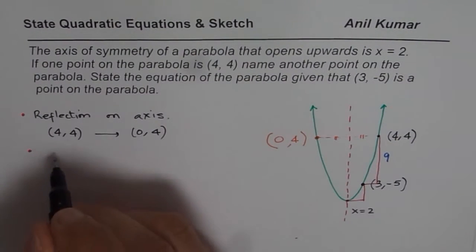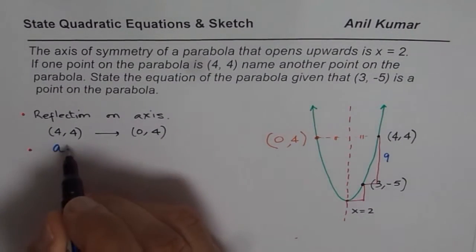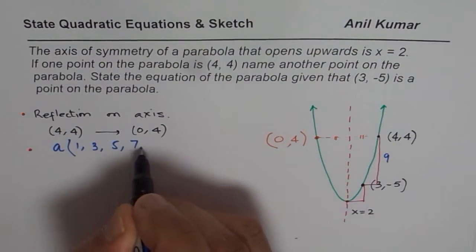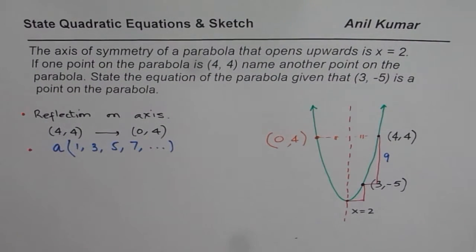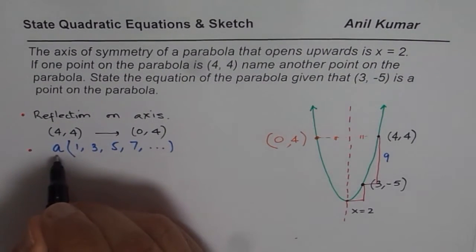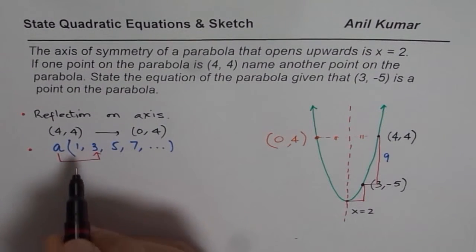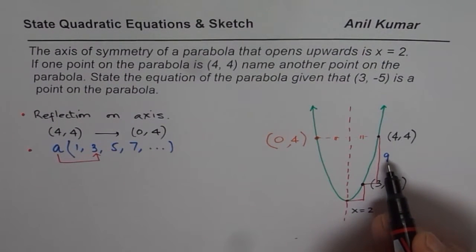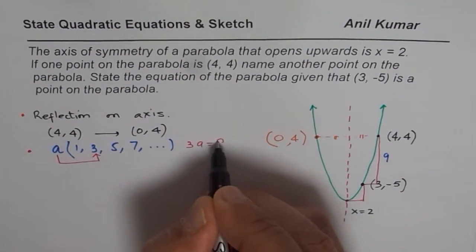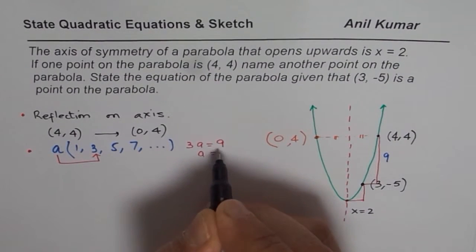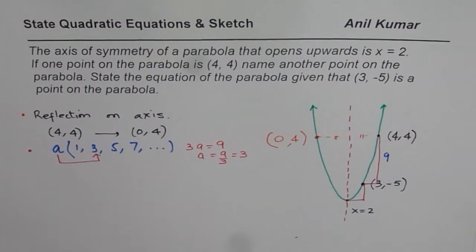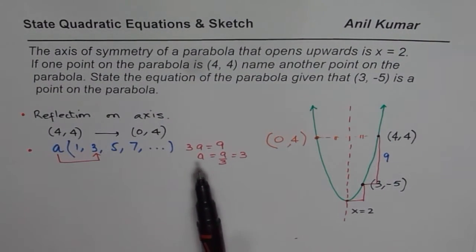Normally, if a is the vertical stretch, then the steps for a parabola are a times 1, 3, 5, 7 and so on, right? Now in our case, we find that this is the first step and the second step is 9. So a times 3 is basically 9. Do you get the idea? So what we get from here is 3a equals 9, or a, the vertical stretch, is 9 divided by 3, which should be 3. You get the idea.